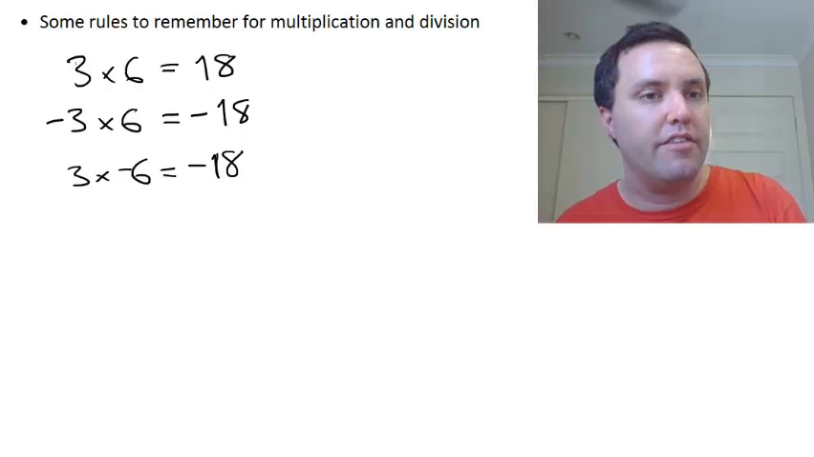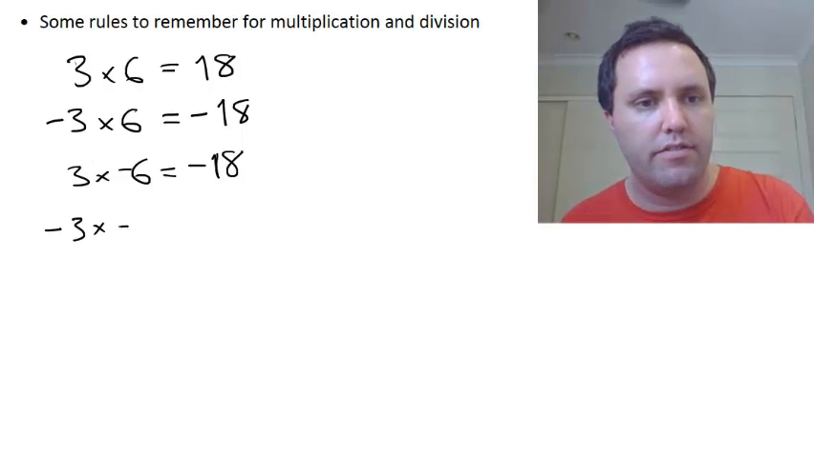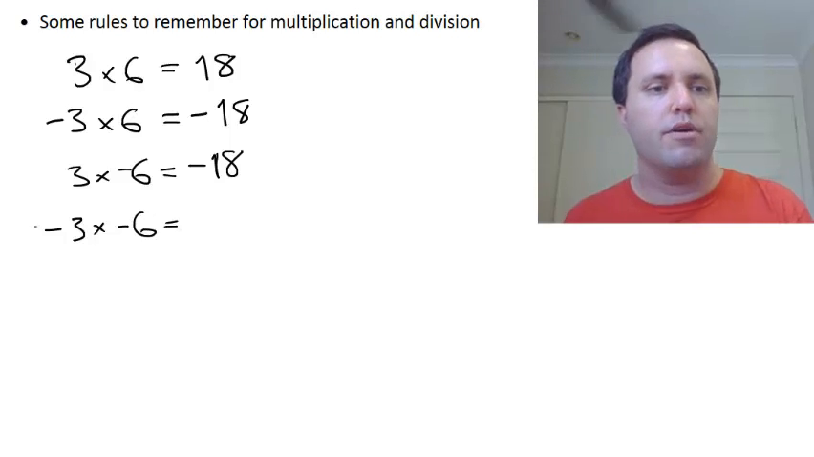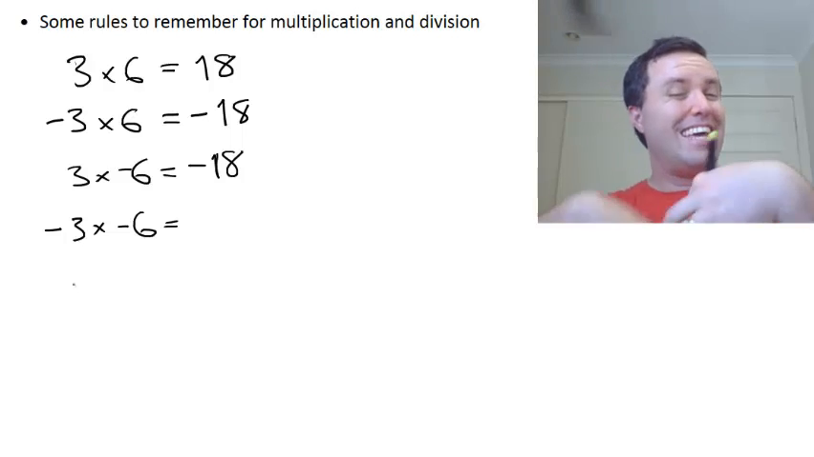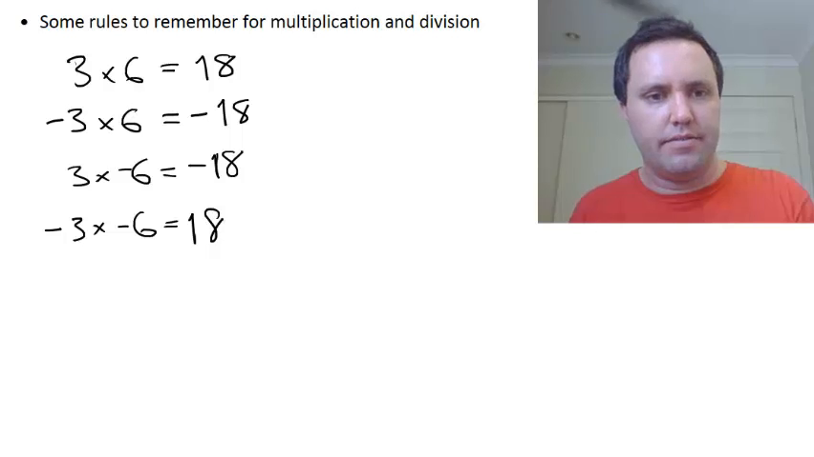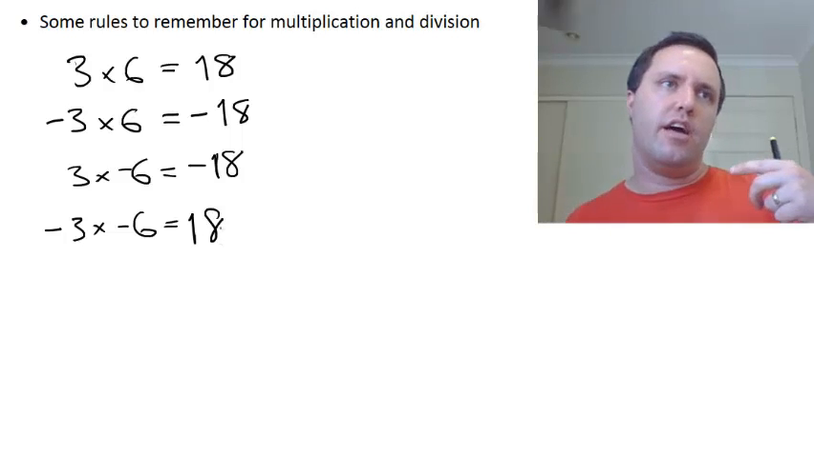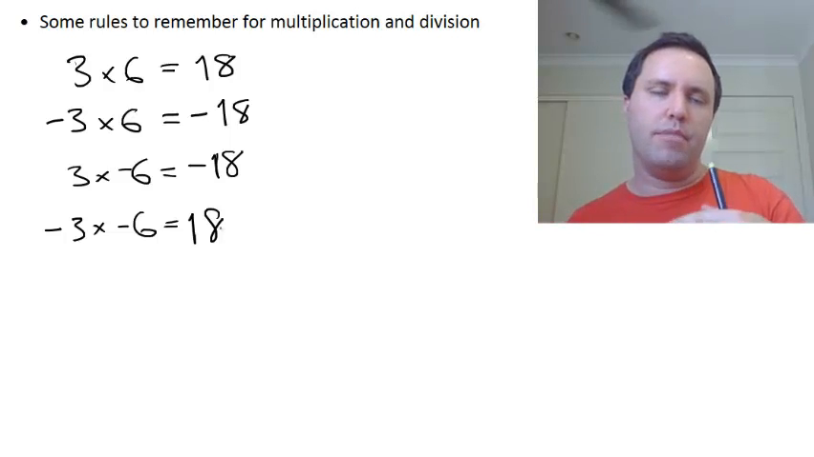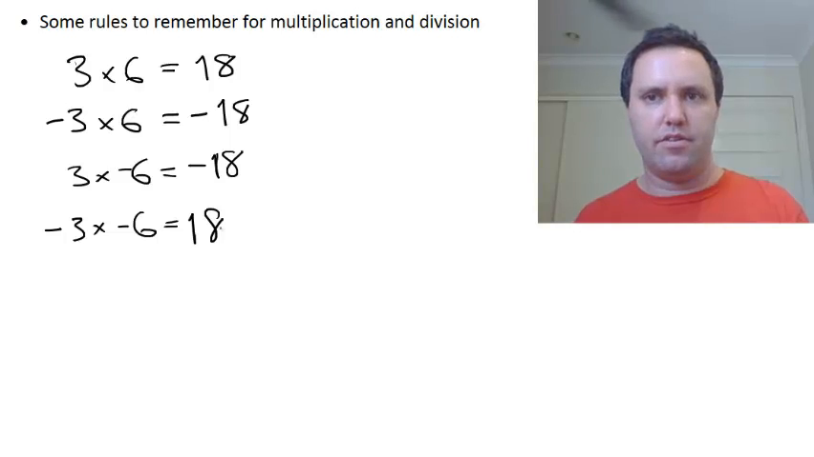Now, here's where it gets kind of crazy. If I have negative 3 times negative 6, because I've got a negative amount times a negative amount, those negatives kind of cancel out and we're left with 18. I kind of want you to think about it that a negative amount has the ability to flip the final number from being positive to negative, or vice versa.